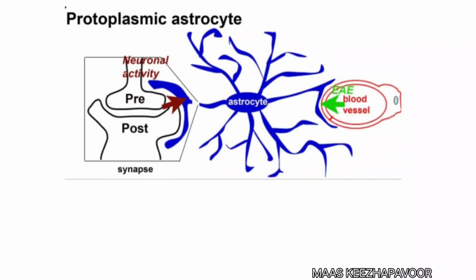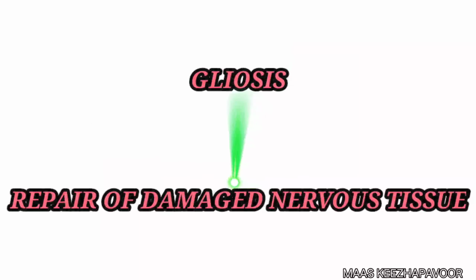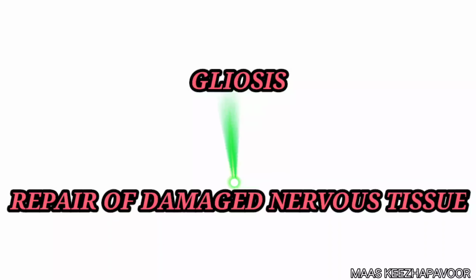The astrocytes play an important role in maintaining a suitable metabolic environment for neurons. They are responsible for repair of damaged areas of nervous tissue by proliferation. This process is called gliosis.